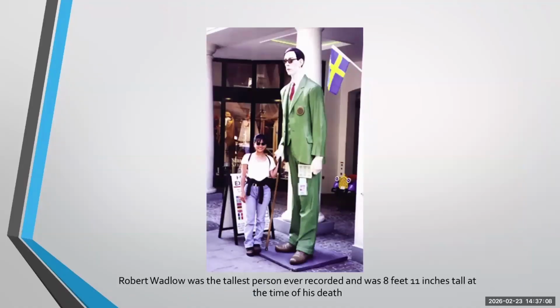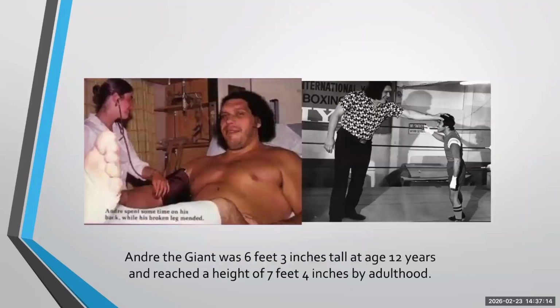So this is Robert Wadlow, tallest person. He was 8'11" at the time of his death. And Andre the Giant, he was 6'3" when he was 12. Reached 7'4" when he was an adult. He knew he had a problem. He knew he could have gone on something like bromocriptine to stop the growth, but he chose not to, and he kept going.